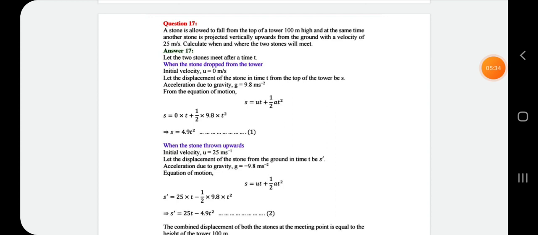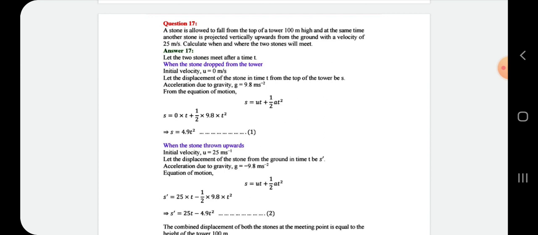Let's have a look at one more example. A stone is allowed to fall from the top of the tower, which is 100 meter in height, and at the same time another stone is projected vertically upwards from the ground with the velocity of 25 meter per second. Calculate when and where the two stones will meet.